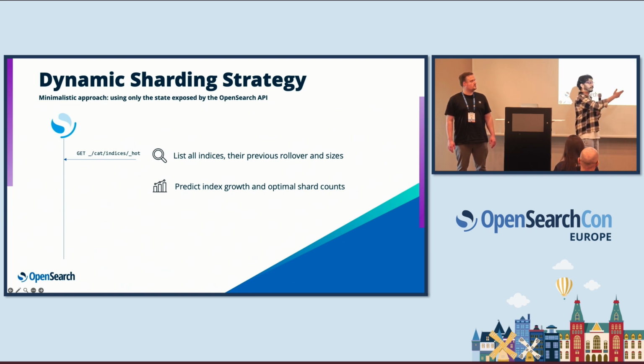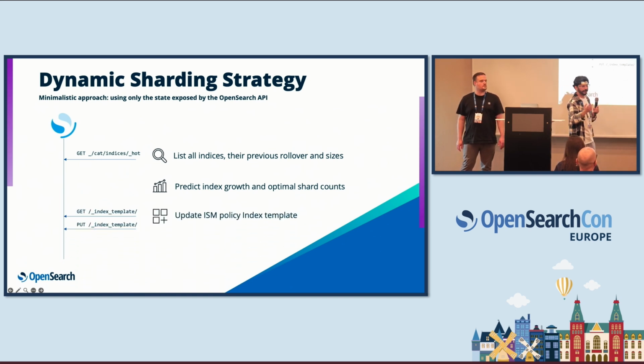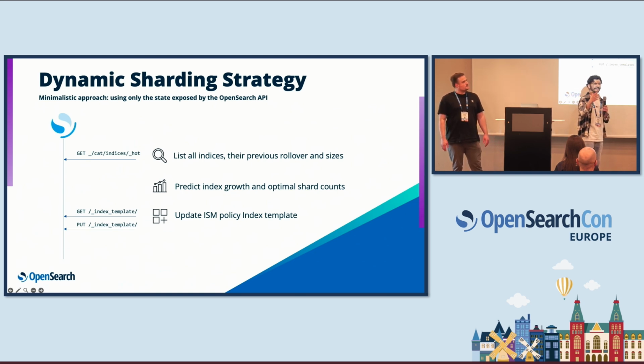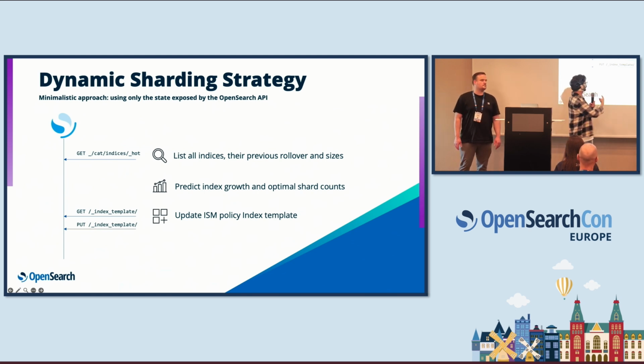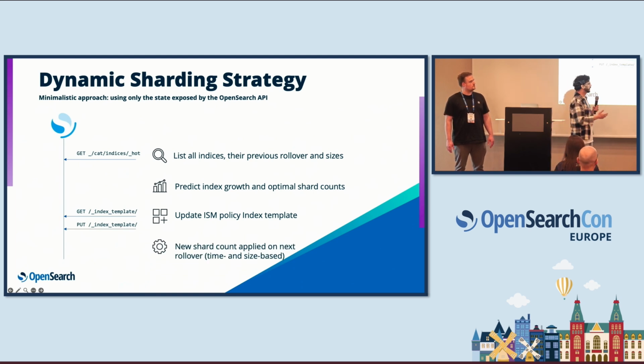The optimal shard size is something that you already have for the given index. Then, quite simple, we do a get index template. You get the current index template, update it with the new finding, the new shard count, put it back, and then the new sharding is in place. So basically, we are looking at historical data, but not too much in the past. Only the data that is in the current hot tier, which is only the data in your current retention period.